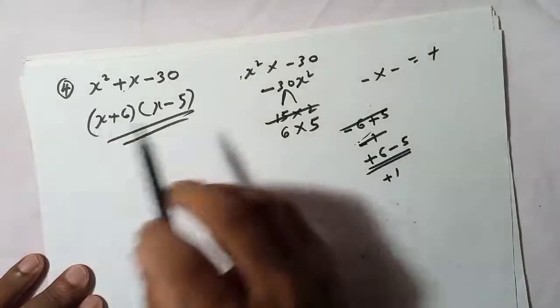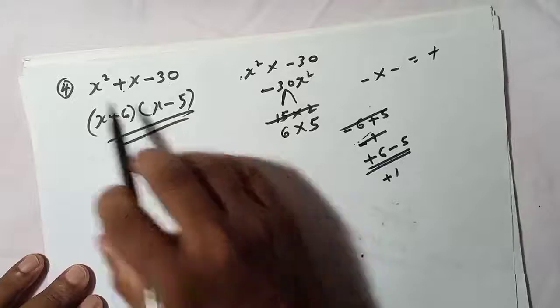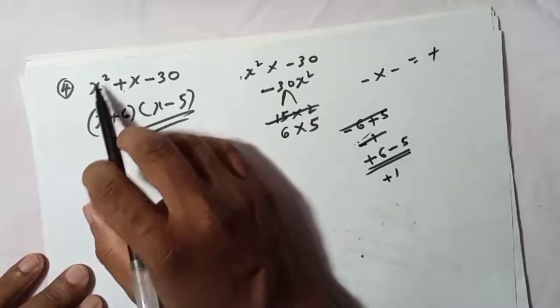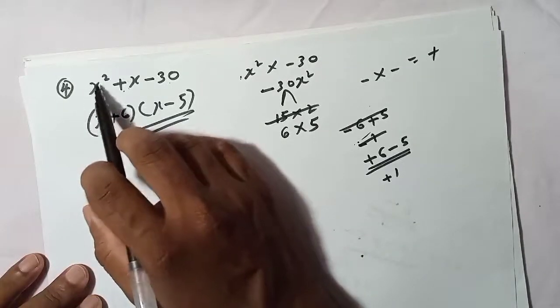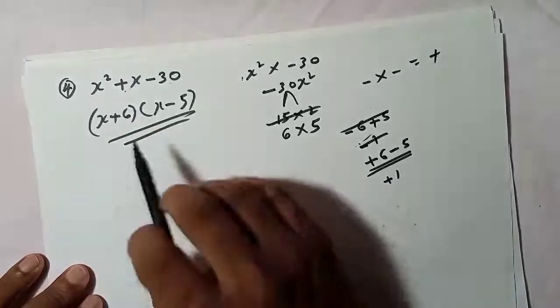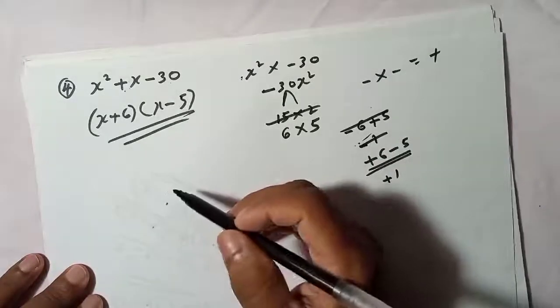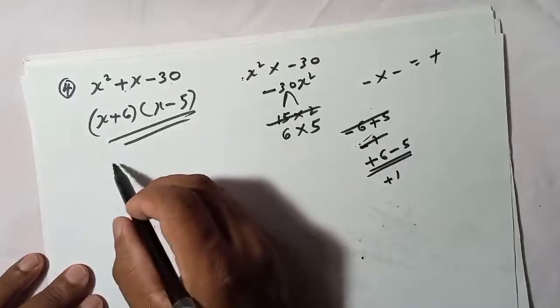And keep in mind, we can write these two numbers directly as the answer, because the x square coefficient, the x square value here, is 1. That's why we can write the answer directly like this, right? Otherwise we have to do it with the long method, right? Okay, I will show you the long method also, quickly.